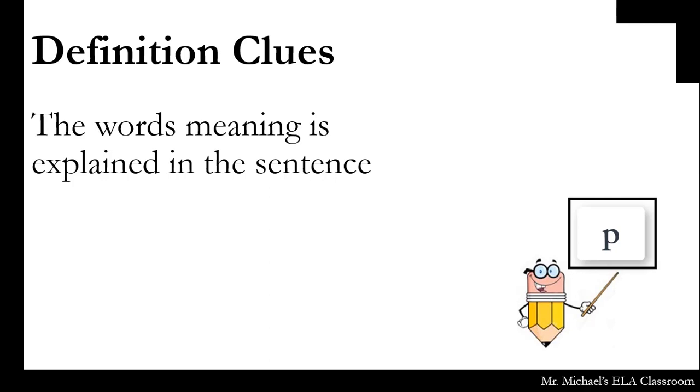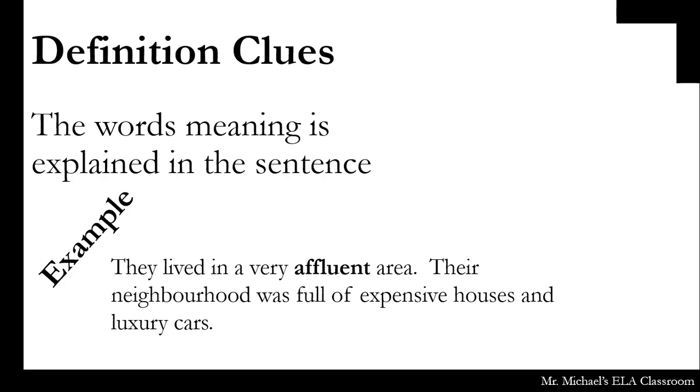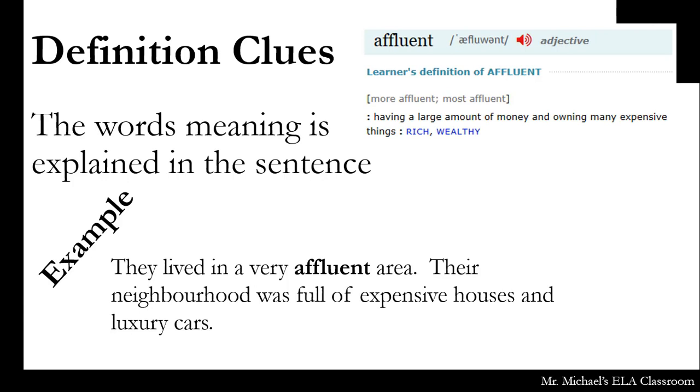Definition clues. So the word meaning is explained in the sentence. So let's look at an example. They lived in a very affluent area. Whoa, that's a hard word. I'm not sure what that means. Their neighborhood was full of expensive houses and luxury cars. Expensive houses, luxury cars. That gives me a very big clue to what it means. Well, affluent: having a large amount of money and owning many expensive things. So in the sentence afterwards, they actually gave me the definition of the word.